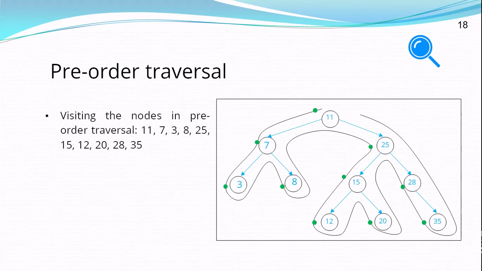And if you visit the nodes in a pre-order traversal, you get 11, 7, 3, 8, 25. All right, I'm just reading out the nodes with green dots. 11, 7, 3, 8, 25, 15, 12, 20, 28, 35.